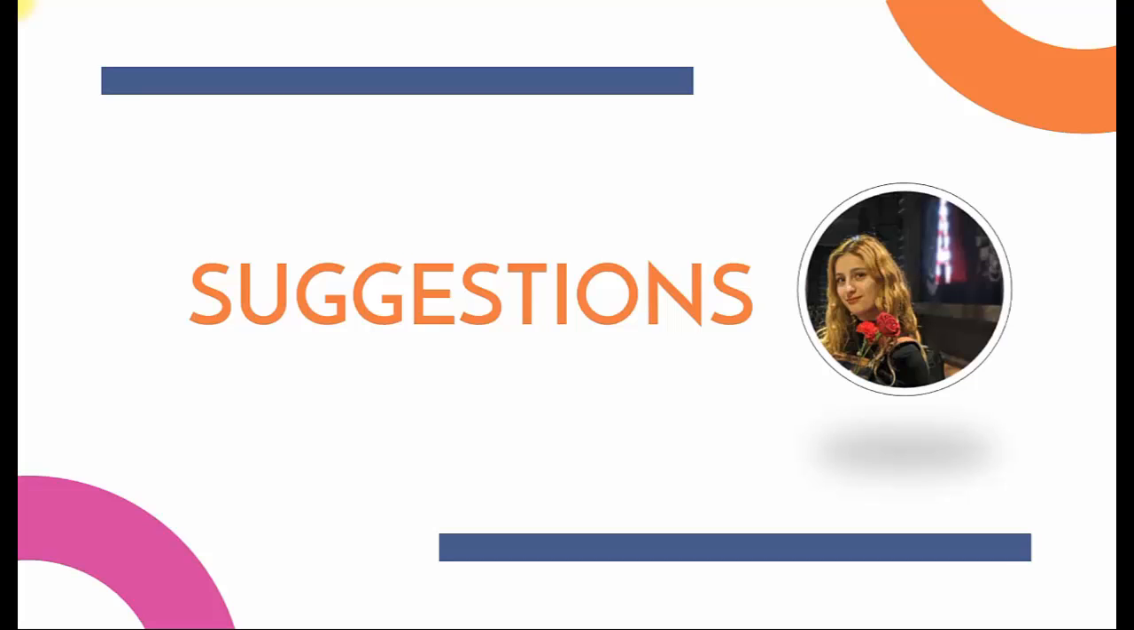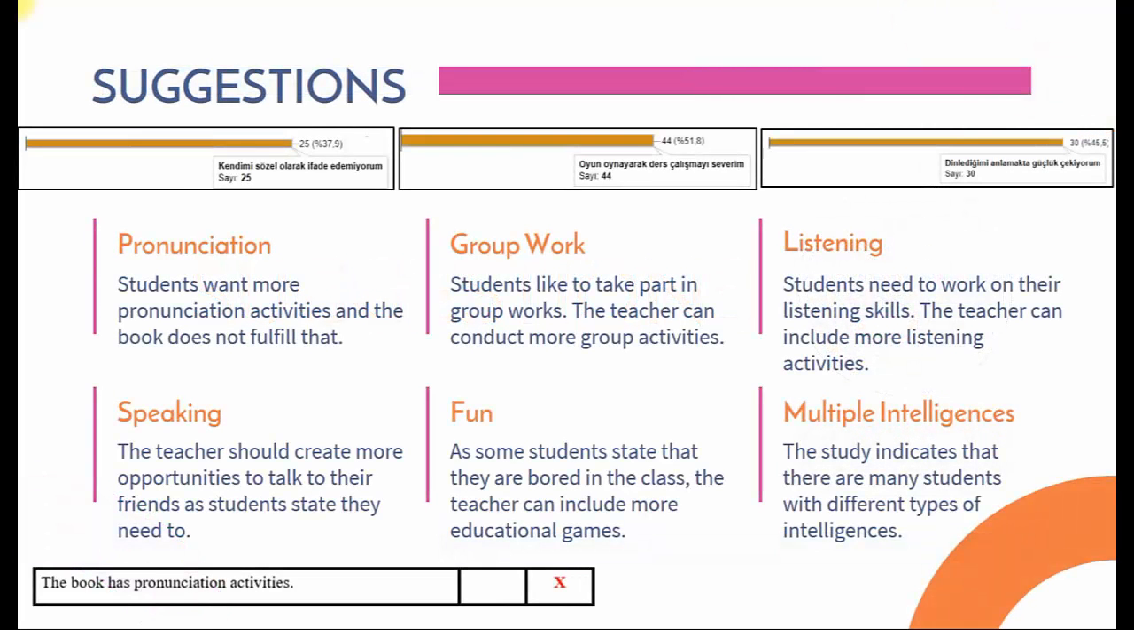So what do we suggest? We suggest the teacher include more pronunciation activities. We saw that students have problems with their pronunciation skills, so the teacher can include more pronunciation activities. We think that the book is not very efficient in terms of pronunciation. The teacher can also conduct more group activities as students want to take part in. Group activities are also very beneficial for developing various skills at the same time.